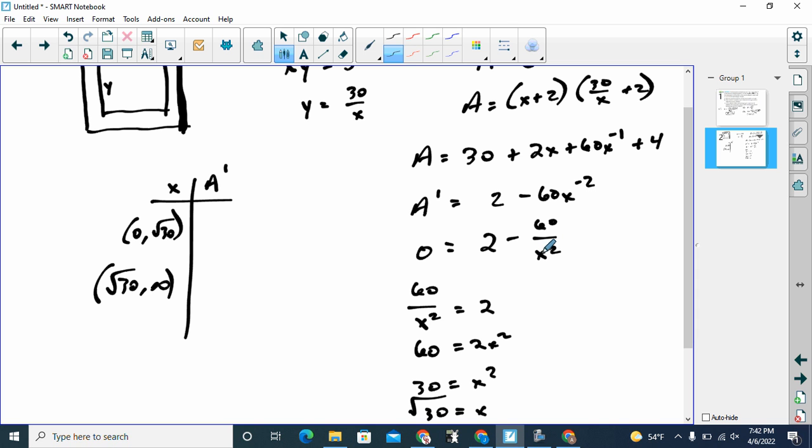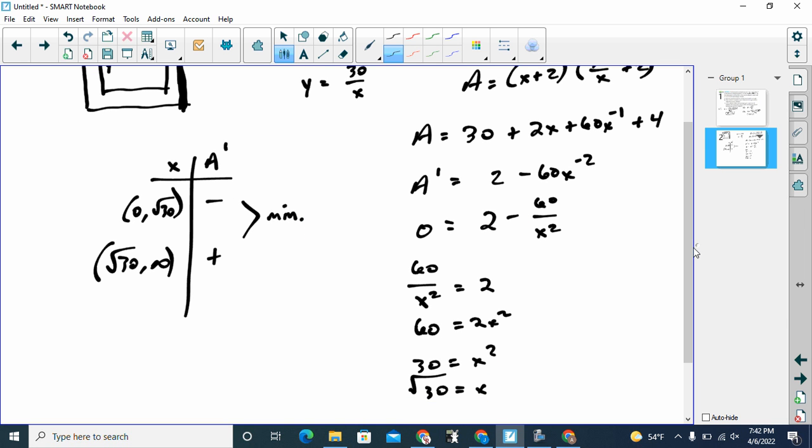If I plug in 1 for x, notice my derivative would be 2 minus 60, which is a negative number. If I plug in 10, 10 is between root 30 and infinity. This would be 60 divided by 100. 2 minus 6/10 gives me a positive number, which proves that we do indeed have a minimum value.